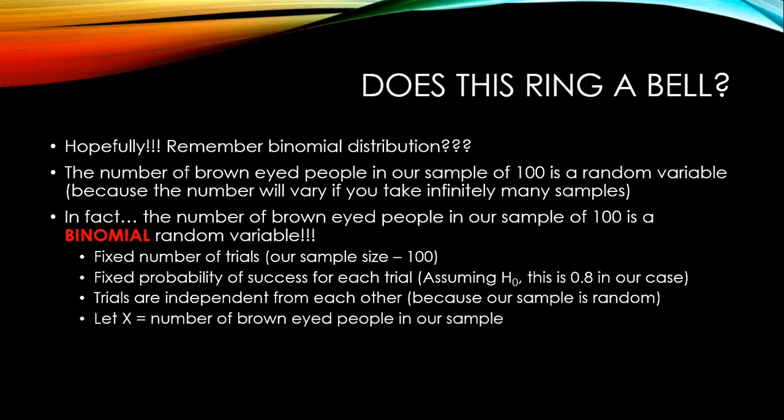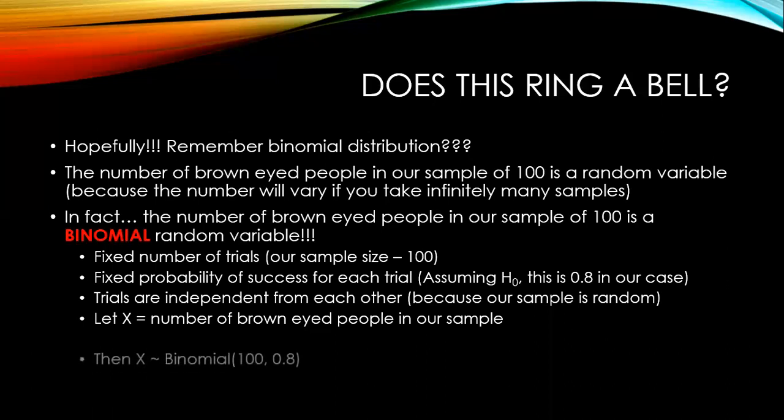So if we call capital X the number of brown-eyed people in our sample, and again, the number of brown-eyed people in our sample will be random because it depends on who is in our sample in the first place. Depending on who's in the sample, the number of brown-eyed people in the sample is going to be different.